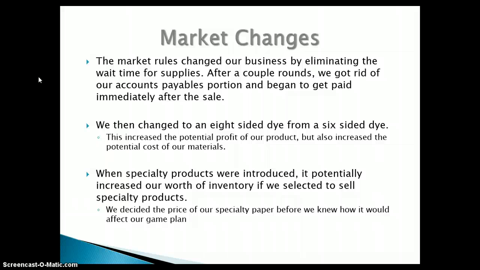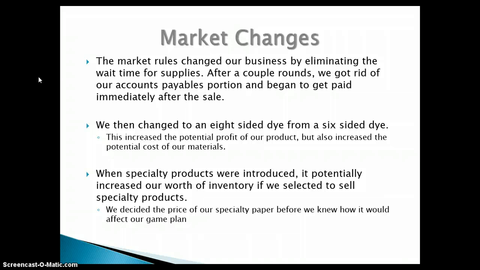Another change is we changed to an 8-sided die from a 6-sided die, and this increased the potential profit of our product, but it also increased the potential cost of our materials. When specialty products were introduced, it potentially increased our worth of inventory if we selected to sell specialty products. We decided the price of our specialty paper before we knew how it would affect our game plan. We chose one specialty square to be equivalent to 2 normal squares.